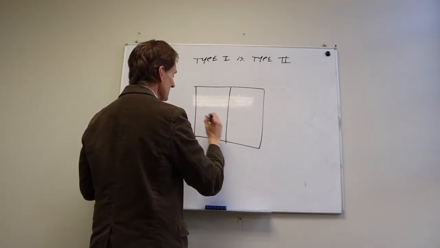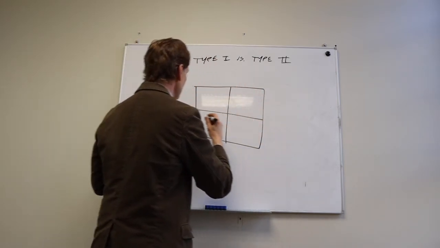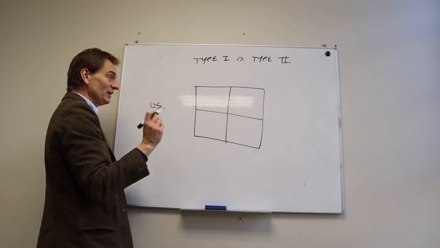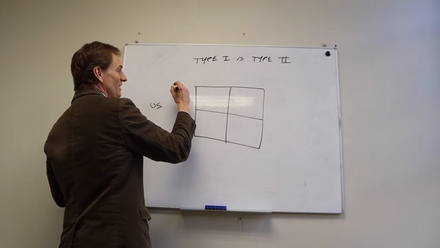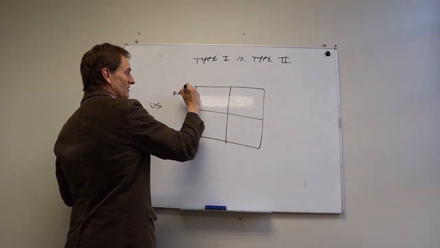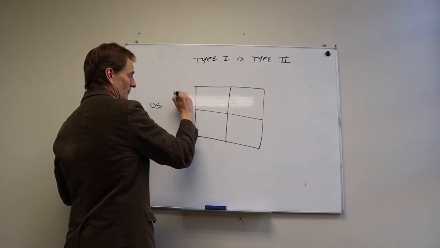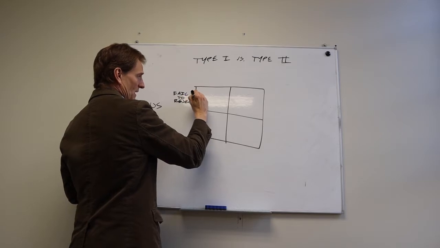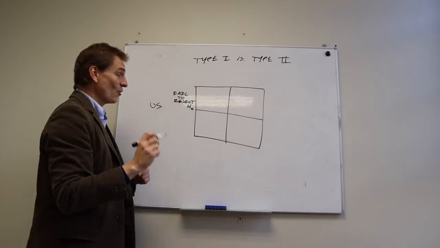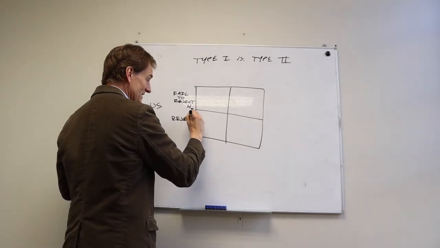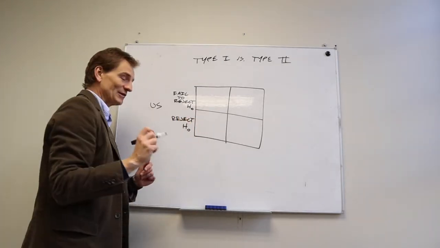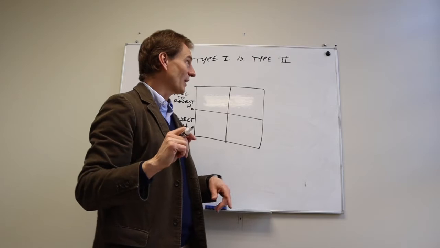So for example, here's us. You, me, Joe Bag of Donuts. We have two choices. We can either fail to reject the null hypothesis, or we can reject the null hypothesis. That's it. Those are our two choices, okay?